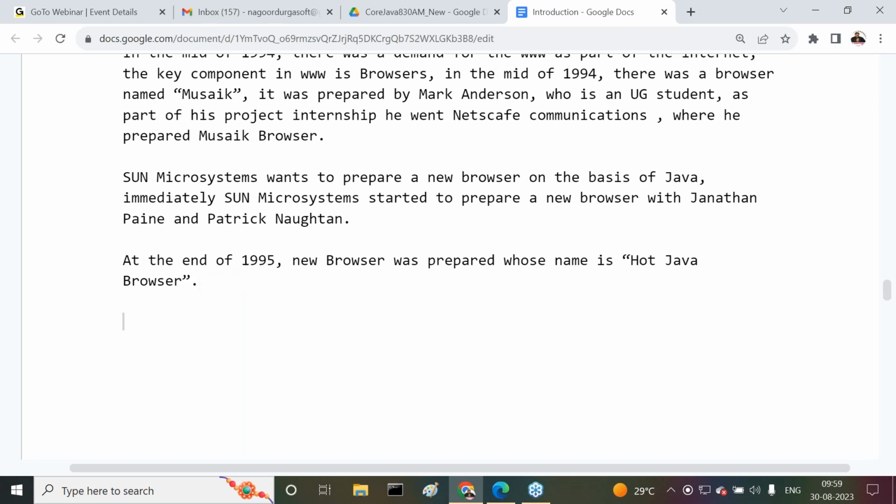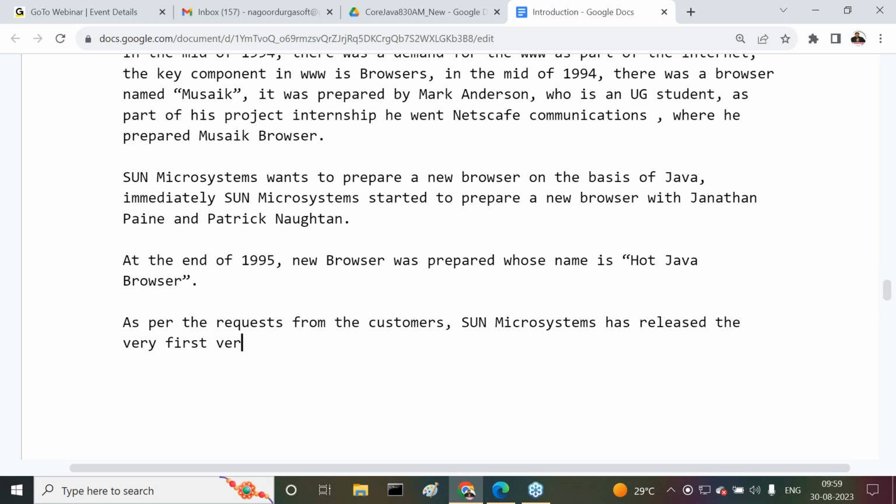Completed. As per the request from the customers, Sun Microsystems released the very first version of Java on 1996 January 23rd.